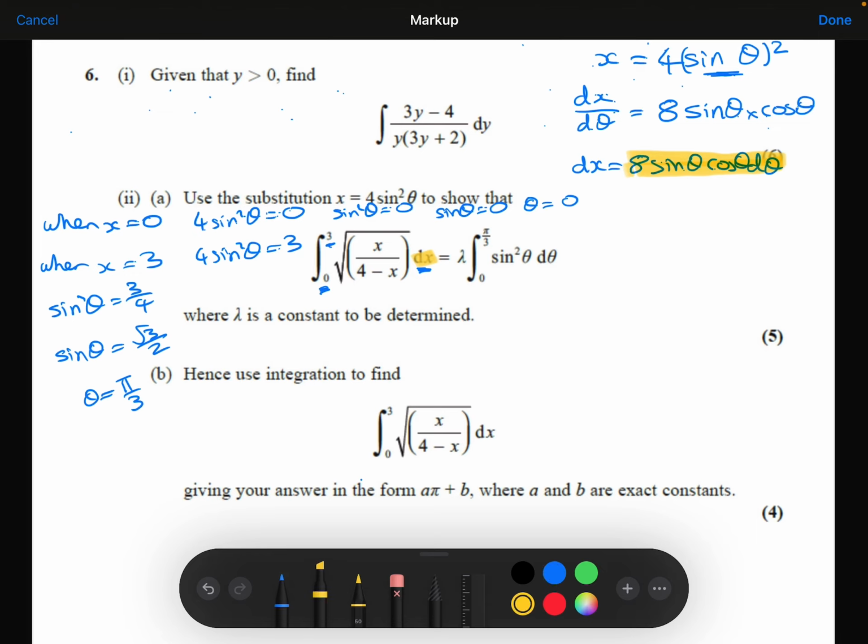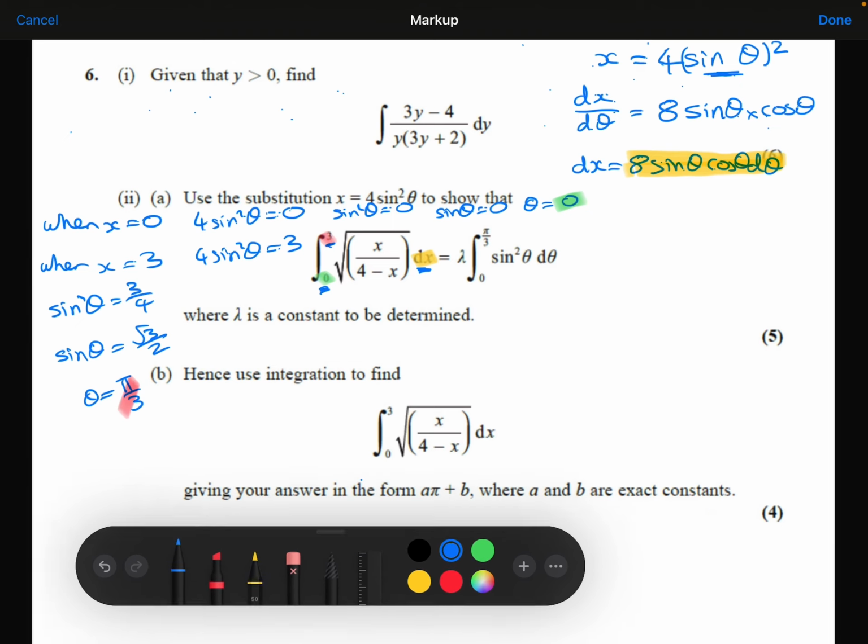So when we had 0 as my lower limit for x, I'm going to have 0 as my lower limit for theta. And where we had 3 as an upper limit for x, I'm going to have pi over 3 as an upper limit for theta.